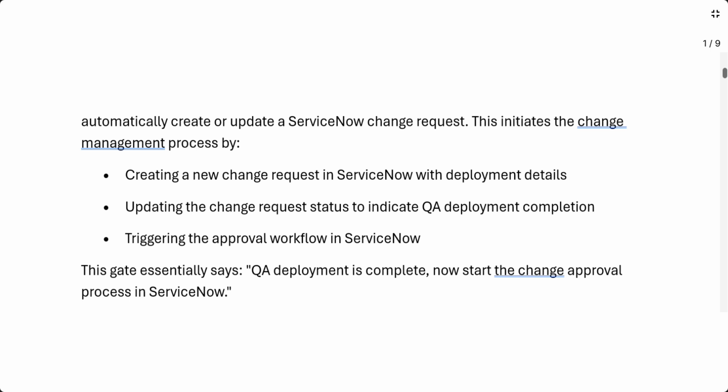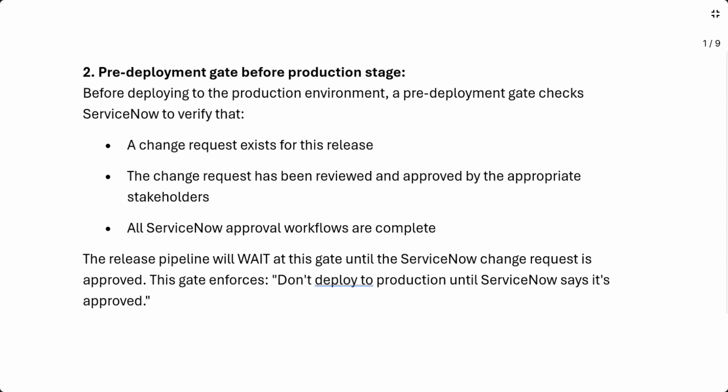This gate essentially says, QA deployment is complete. Now start the change approval processes in ServiceNow. 2. Pre-deployment gate before production stage. Before deploying to the production environment, a pre-deployment gate checks ServiceNow to verify that a change request exists for this release. It must be approved by the ServiceNow team.